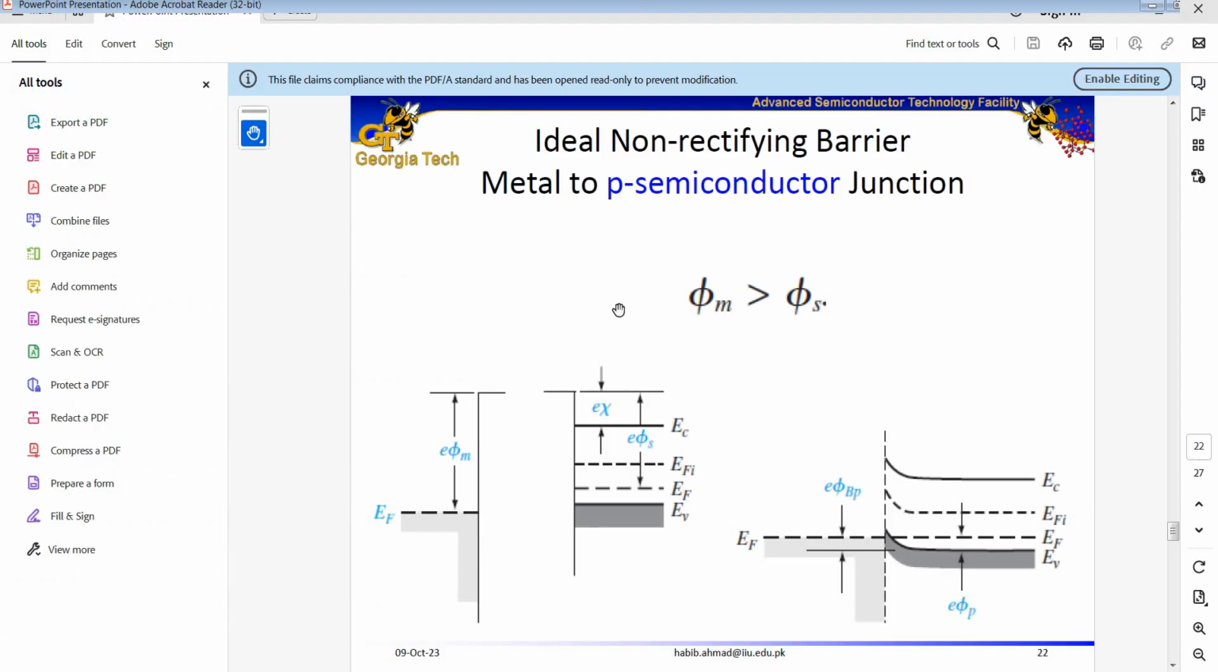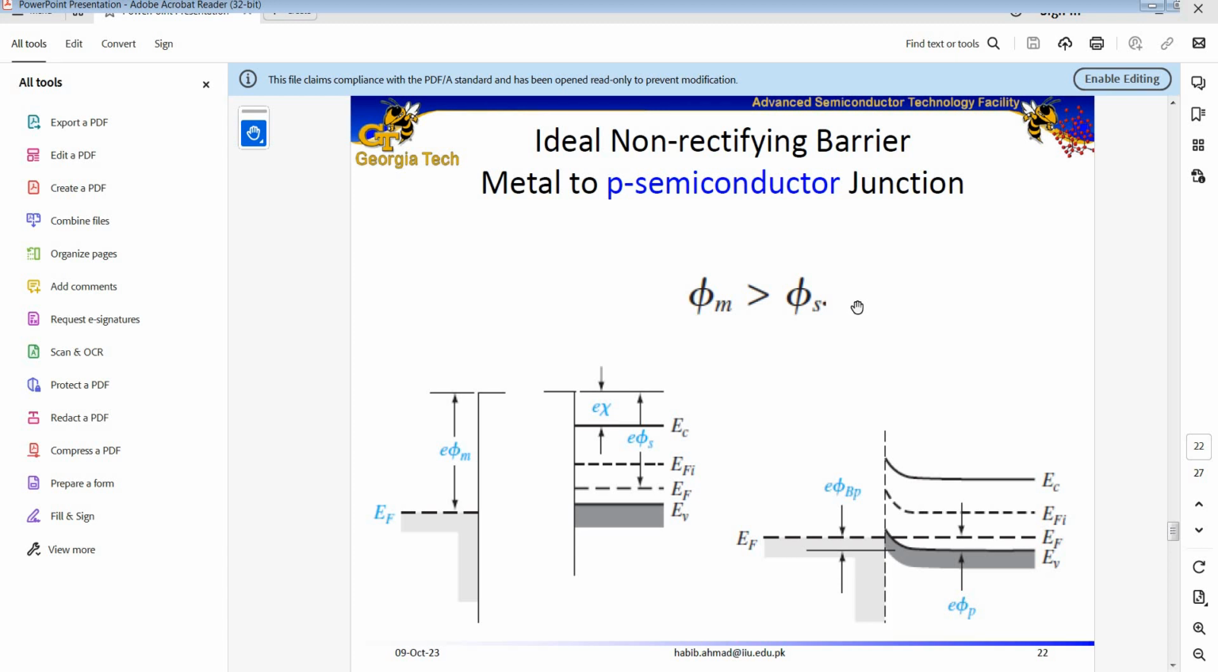And finally, I want to show you an ideal non-rectifying barrier for metal deposited on a p-type semiconductor junction. For this case, the condition is that our metal work function should be greater than the semiconductor work function. Our semiconductor work function for p-type gallium nitride, as I already told you, would be around 7.5 electron volts.